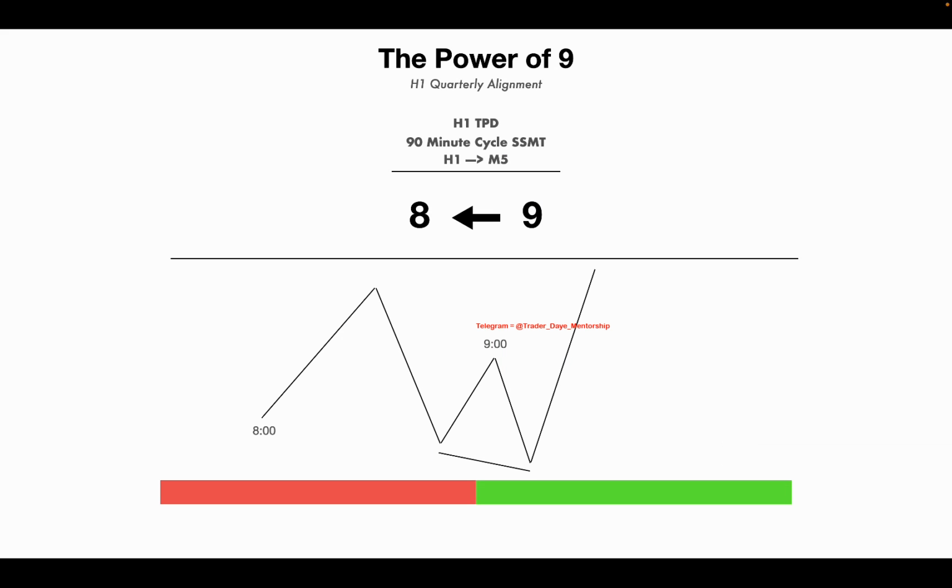All right, the power of 9, hourly quarterly alignment. So if you have an hourly TPD on the 8 a.m. candle, you want to look for a 90-minute cycle sequential SMT during the 9 a.m. candle, looking back on the 8 a.m. candle.